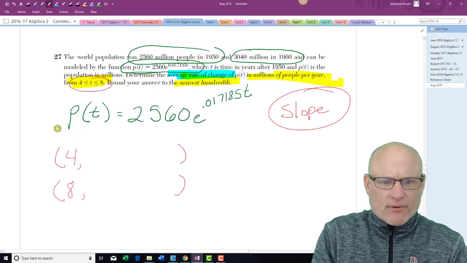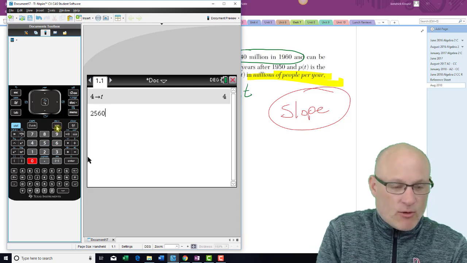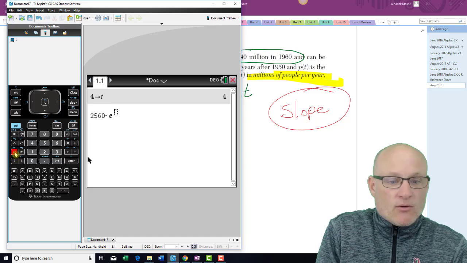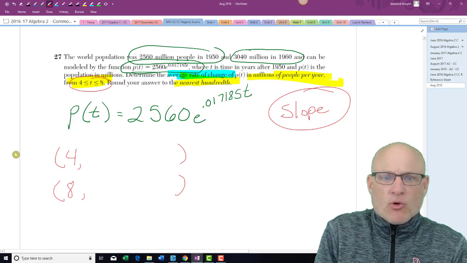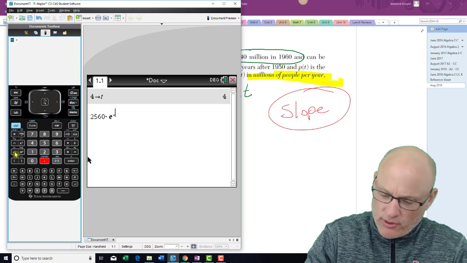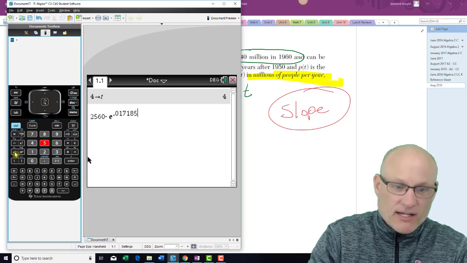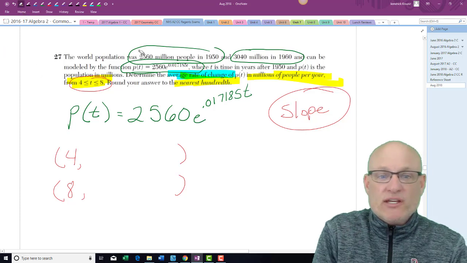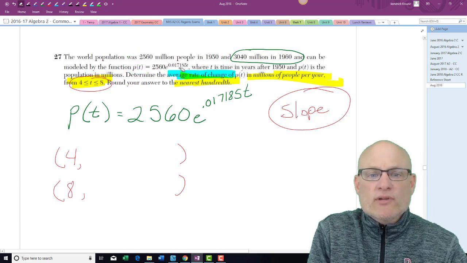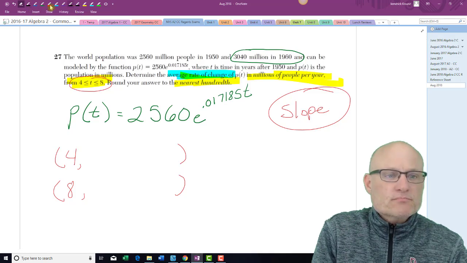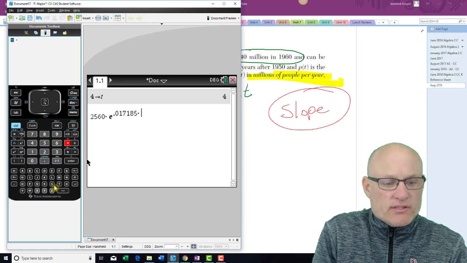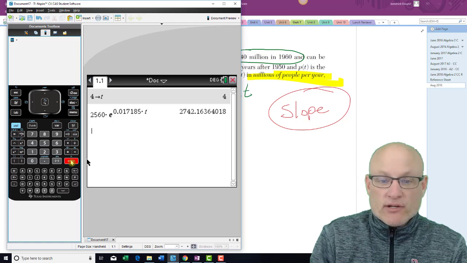And then we got 2560. Now, what are the chances that I don't miss one of these silly variables? 0.017185, was that right? I'm going to erase this just so I can make sure I'm seeing it properly. 0.017185, and then raised to or times t. And press enter. Now don't round that.